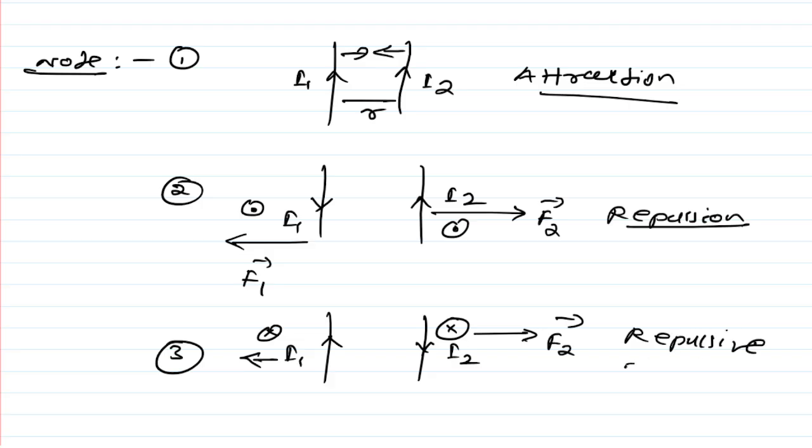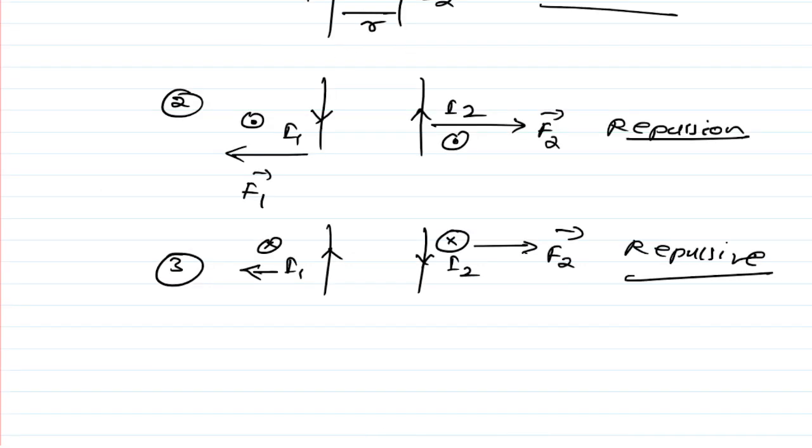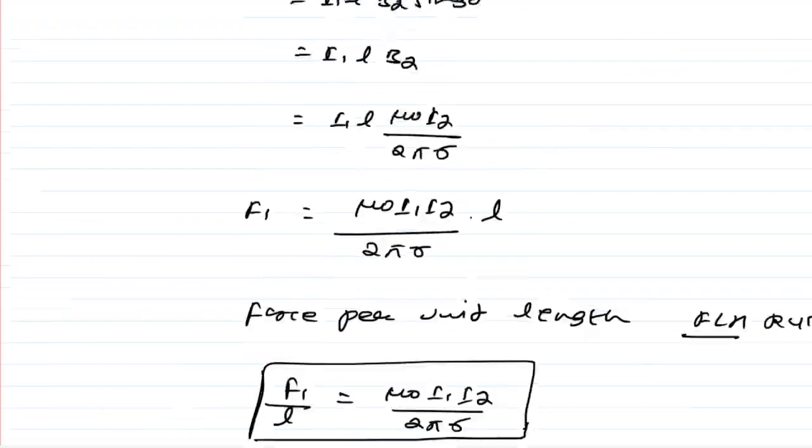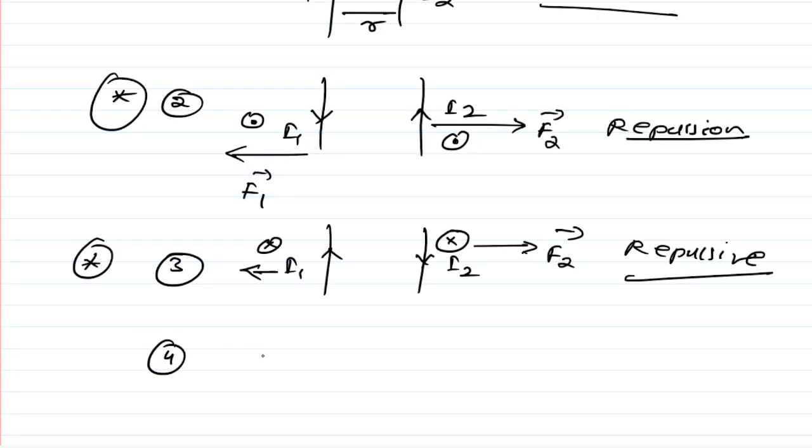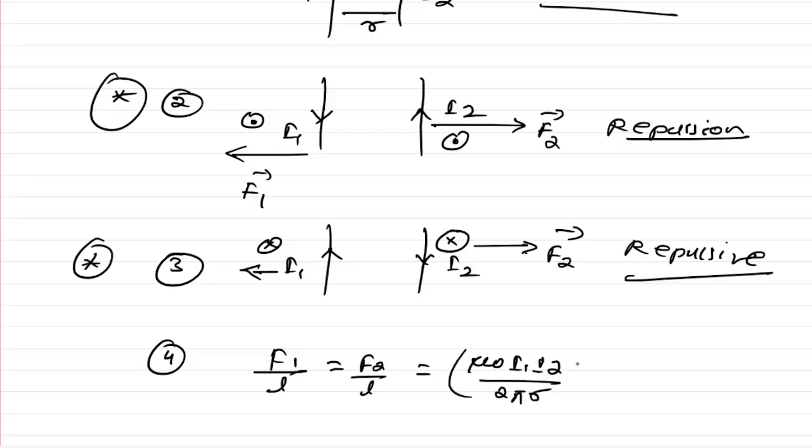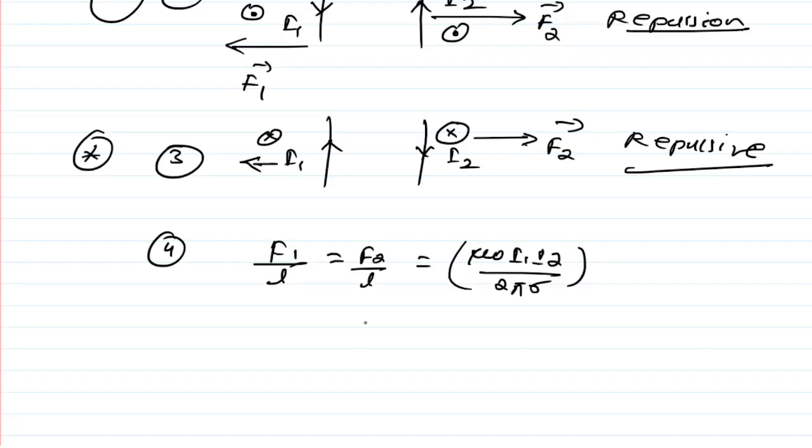So what is the observation? If the direction of current in both the wires is same, then force of attraction, and if direction of the current in both the wires is in opposite direction, then force of repulsion. Okay, and force per unit length, fourth point, whether it is F1 by L or F2 by L, it is mu naught I1 I2 by 2 pi r only.